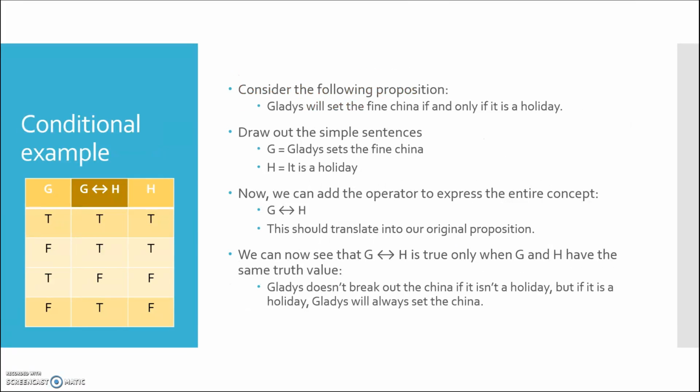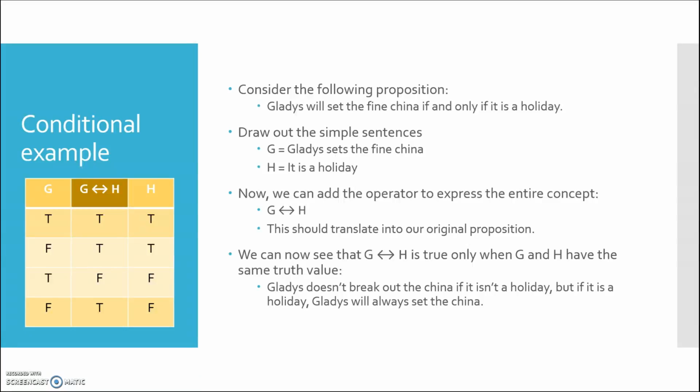Consider the following proposition. Gladys will set the fine china if and only if it is a holiday. Draw out the simple sentences. G is Gladys sets the fine china, and we'll have H represent it is a holiday. Now add the operator to express the entire concept. G, if and only if H. This should translate into our original proposition. Gladys sets the fine china if and only if it is a holiday.